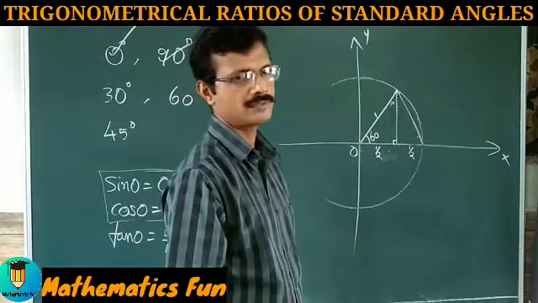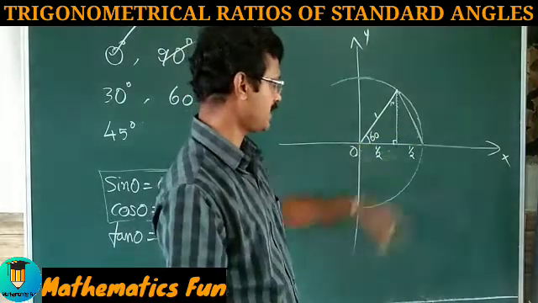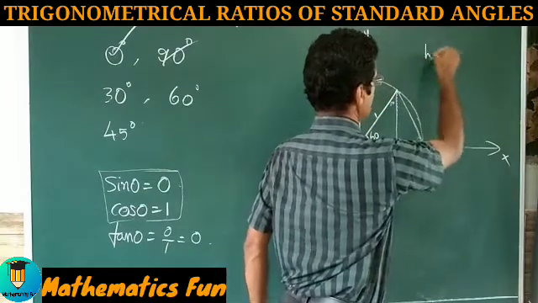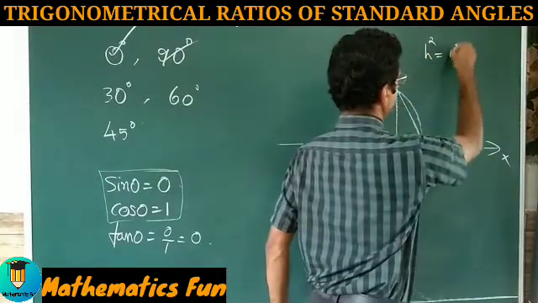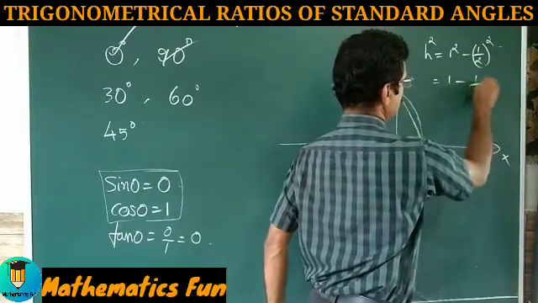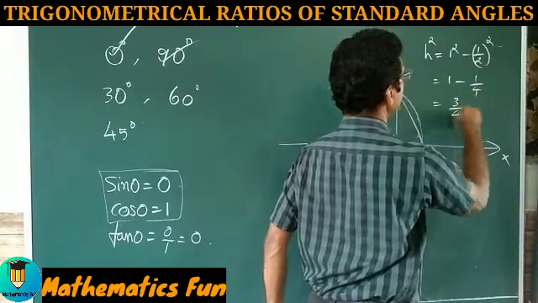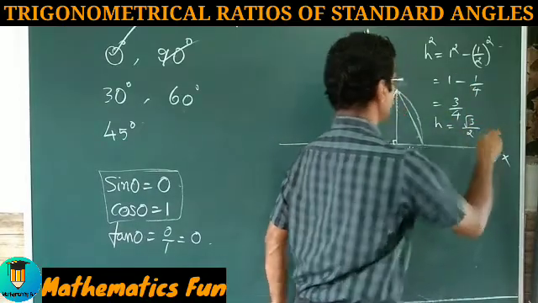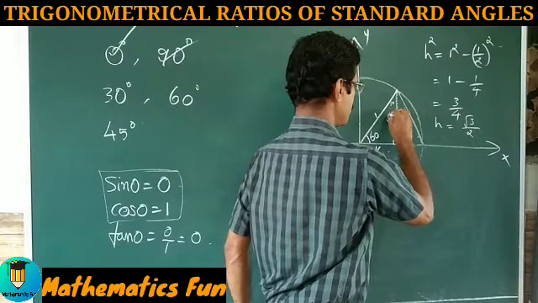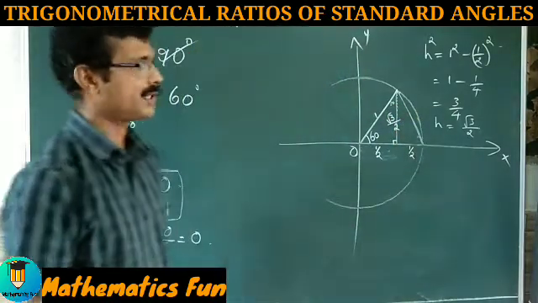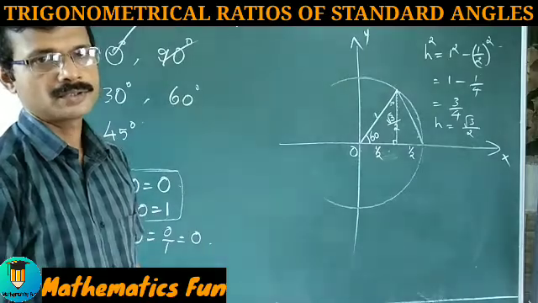By Pythagoras theorem, I find the height: h squared is equal to 1 squared minus (1/2) squared. This is 1 minus 1/4, which is 3/4. So h is equal to root 3 by 2. So that means this height I am getting is root 3 by 2.